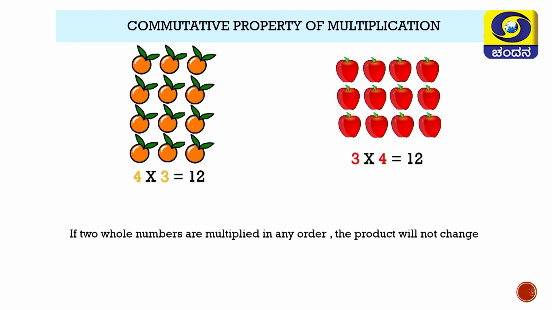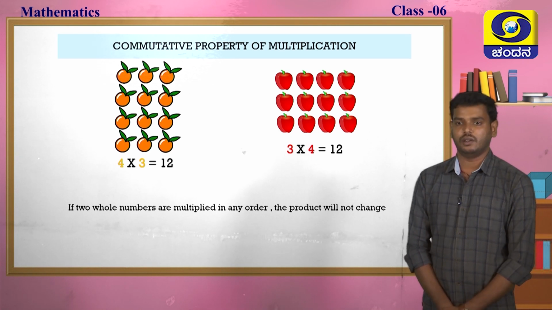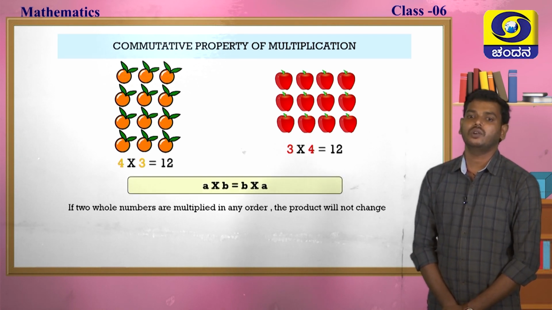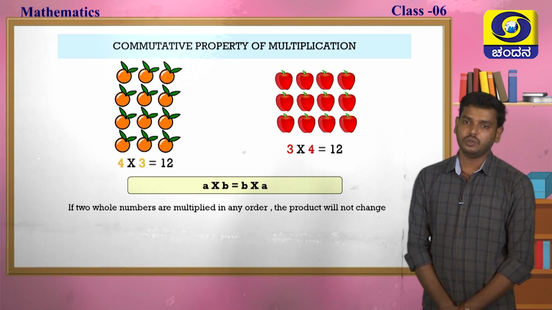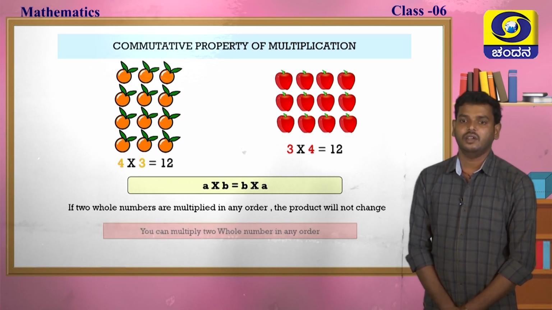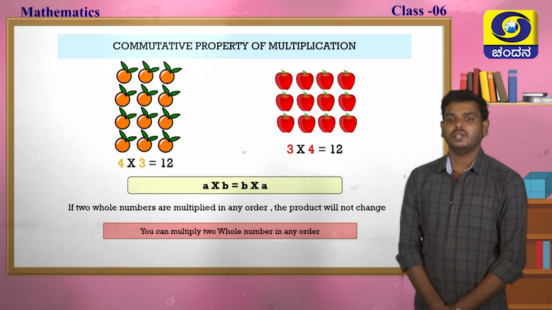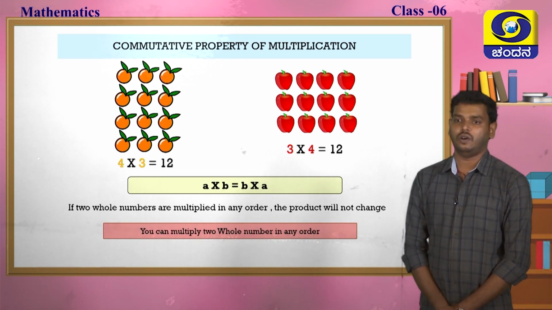If two whole numbers are multiplied in any order, the product will not change. Is it correct, children? Here 4 into 3 is equal to 12. 3 into 4 is also equal to 12. Hence, I can say that A into B is equal to B into A, which means you can multiply two whole numbers in any order.